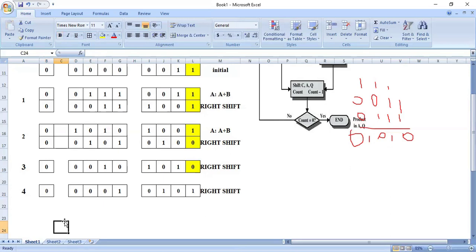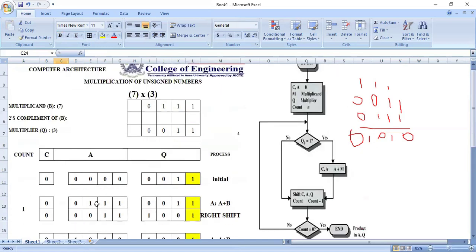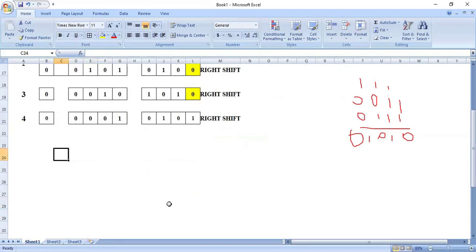Then what about the result? What are the numbers we had considered here? We had considered 7 into 3. 7 into 3, we have to obtain 21. What value should be there? 7 into 3 should be 21. So just check. The result will be here.